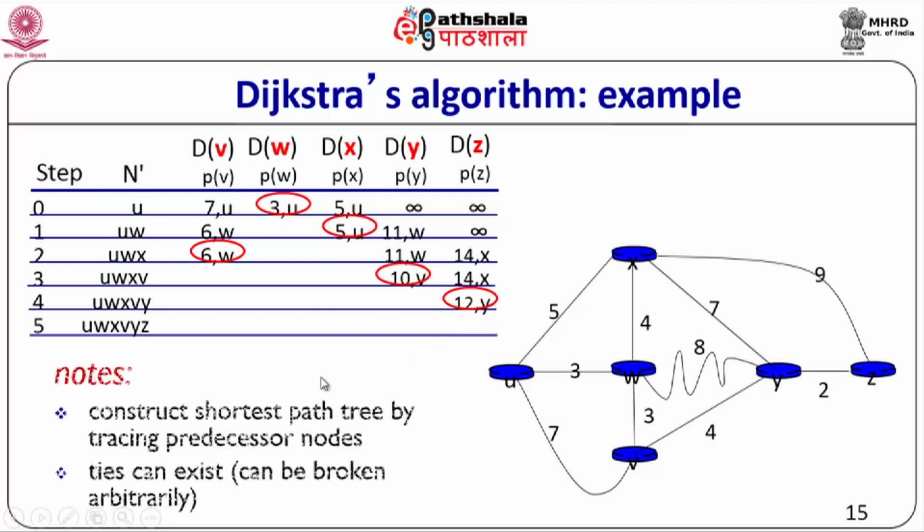Once this is available, you construct the shortest path tree by tracing the predecessor nodes. Remember, this entire graph is available. On this graph you have to construct the shortest path tree. Once you have the shortest path tree constructed, our entire route is available for us. Now you could have ties, because there may be two paths of the same cost. They can be broken arbitrarily. Normally it is broken by choosing the node which has the lowest ID or the highest ID or something like that. In this case, this will be the path that we have for all the nodes in this network.